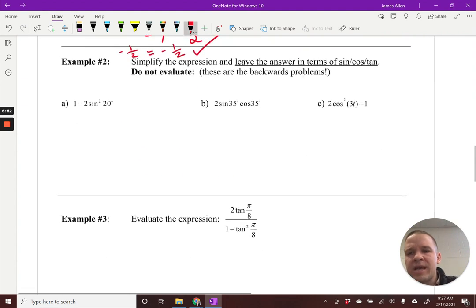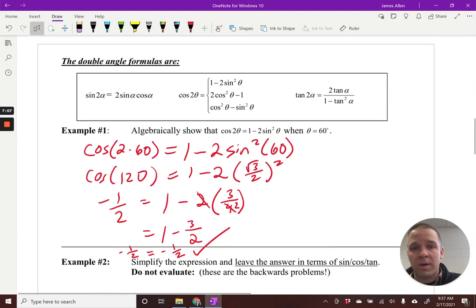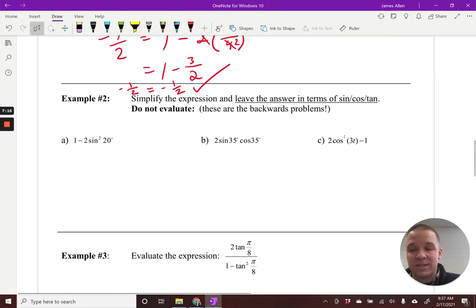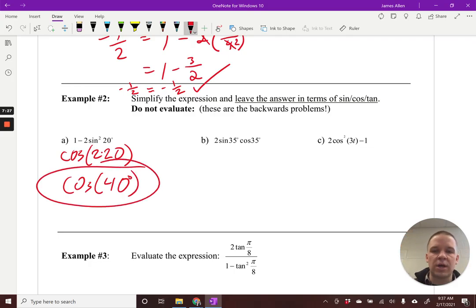Okay, let's go. Example 2. With these, it's very much like something we did in our other ones, where we're giving you the expanded formula and we're going to go back the other way. So 1 minus 2 sine squared of 20, that is a cosine double angle formula. And if you don't remember that, that's right up here. That's the first one. So I can go back to cosine of 2 theta. Well, theta is 20 in this case. So I'm going to have cosine of 2 times 20, so that's cosine of 40 degrees. Done. That's all we're trying to do on that one.